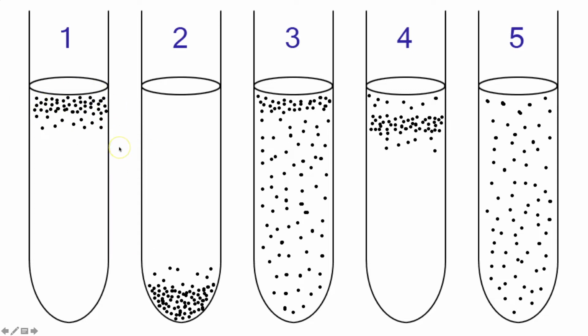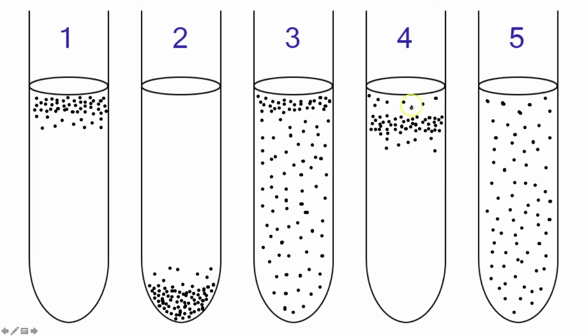Well, that must mean they like oxygen, right? Because oxygen's only near the top, it's not near the bottom. Okay, so this must be some kind of aerobe, right? It's using oxygen. Now, number 1 looks very similar to number 4, but you'll notice here they must be using oxygen because they're growing near the top, right?